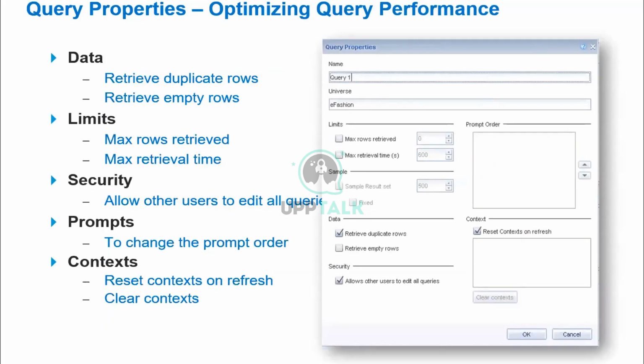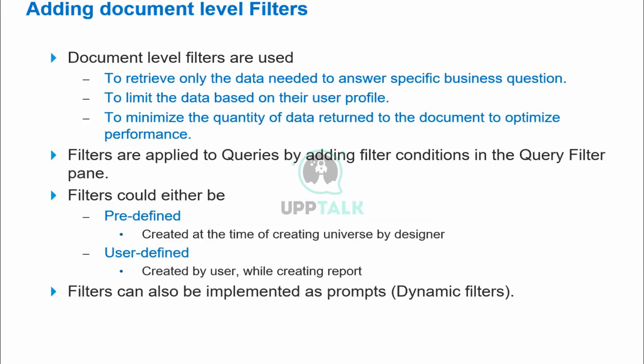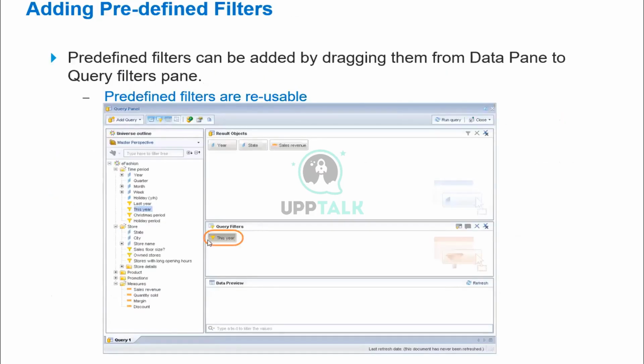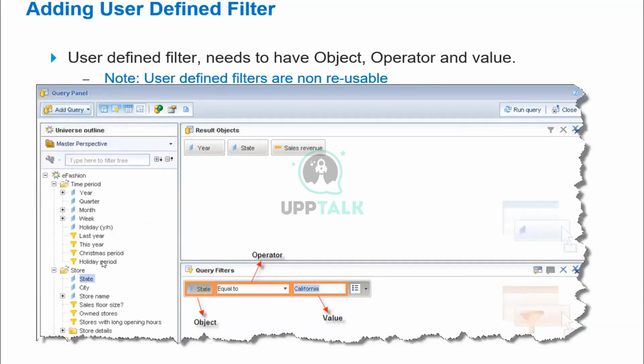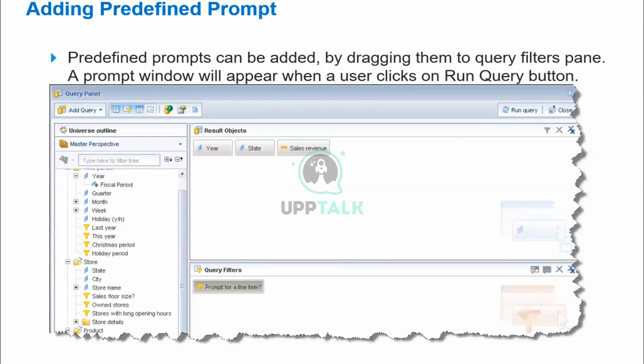These are the different query properties. How we can optimize query performance using these options. How we can add document level filters and types of filters: predefined, which are defined at the universe level, and user defined, which are defined at the query level. If you see this yellow funnel, this is a predefined filter at the universe level. This is the user-defined document filter.